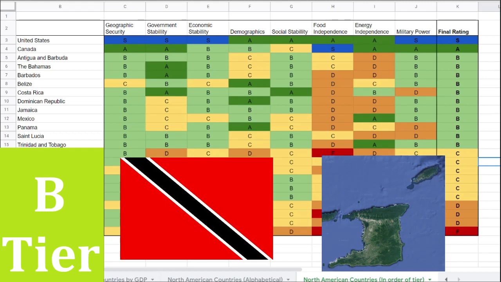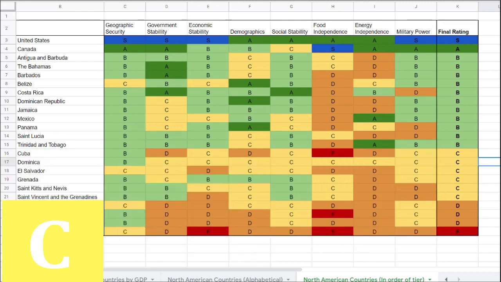Economic stability is B. It's pretty good. Demographics, C. It could use some improvement. Social stability is B. Same reasons. Food independence, D. But this is the real kicker. This is the reason why I think Trinidad and Tobago is pretty successful in terms of a Caribbean nation. It is a net oil exporter. It is A tier in terms of energy independence, which is very good, especially since most of the other Caribbean nations do not have access to oil. Military power, B, that's all. And on to C tier.